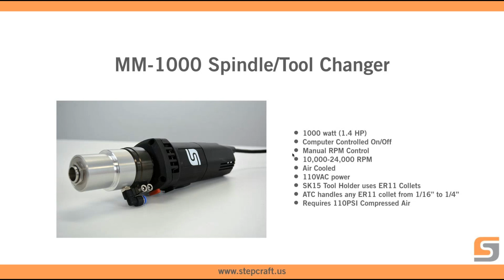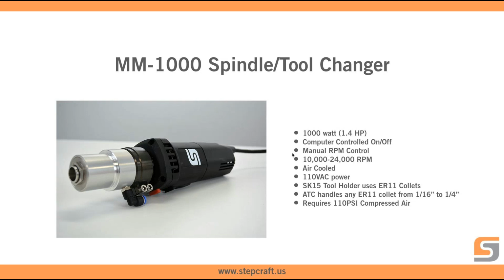To computer control the on and off, we actually have a box that you plug the cord into, and then it goes into the CNC, and it's basically a computer controlled relay that will turn it on and off when the G-code command is given to turn the spindle on. This also runs off 110 volts. The tool holder on this is called an SK15. So it's quite a bit larger.